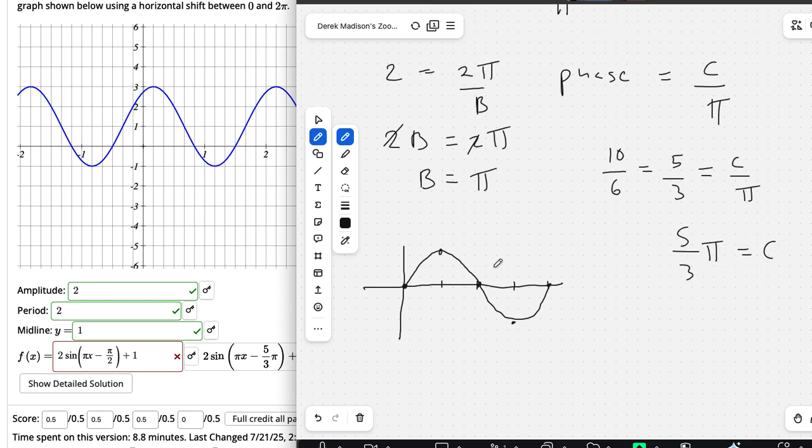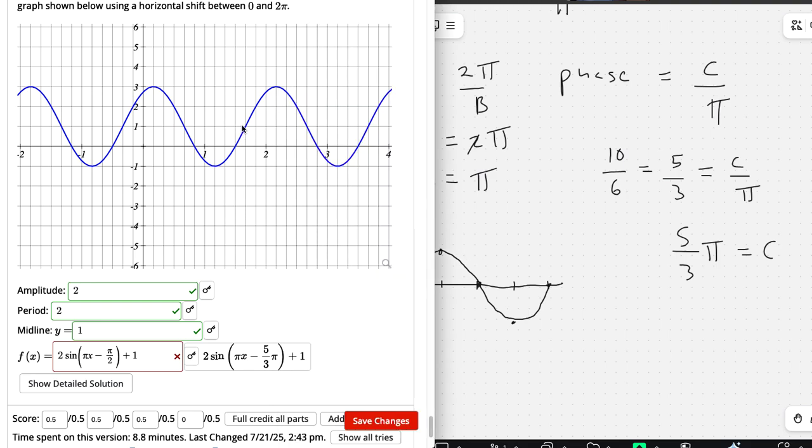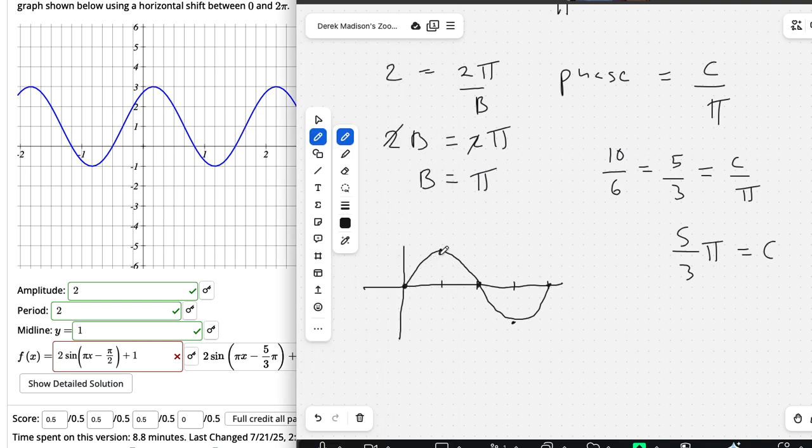Pi equals c. So I think it's a matter of thinking about where that parent function is, and then figuring out where that point is on the graph, which is a little tricky. But remember, if it's sine, you're looking for where it's coming up like that, where it's on its midline, and it's increasing, so that's how I knew it was there and not there.